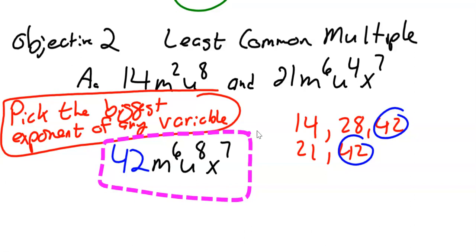Okay, to kind of throw that one in the middle, objective 3, they're back to the same thing with least common denominator. Even though this one is least common multiple, it's still pretty much least common denominator. They just don't give it to you in the denominator form.